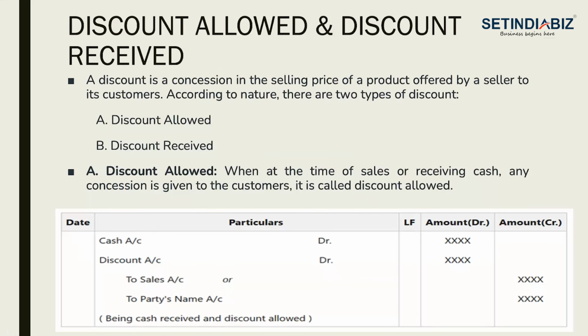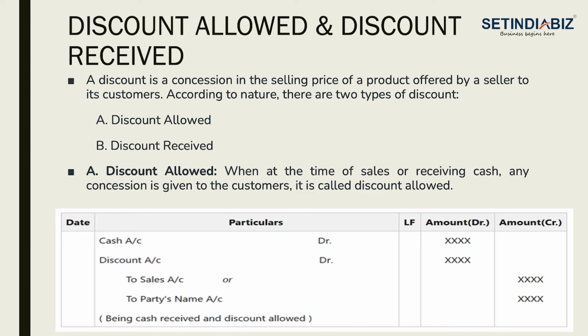Then discount allowed and discount received. See, discount allowed is when I am selling, we are allowing the discount to the customers. We are giving certain discounts when we are selling to them. Discount received is when I'm purchasing from the suppliers, I'm getting certain discounts. So a discount is a concession in the selling price of a product offered by a seller to its customers. It's a general term we are saying.